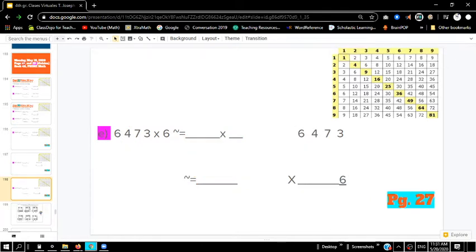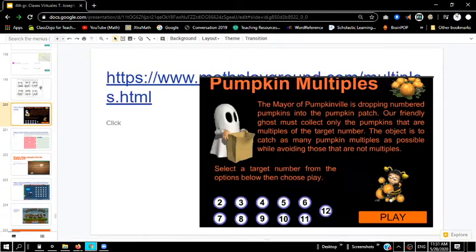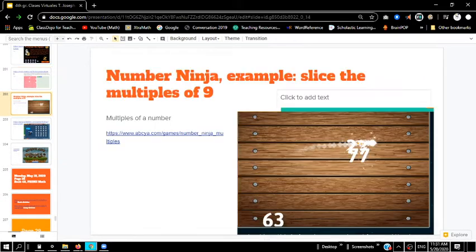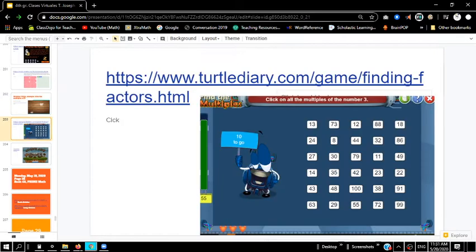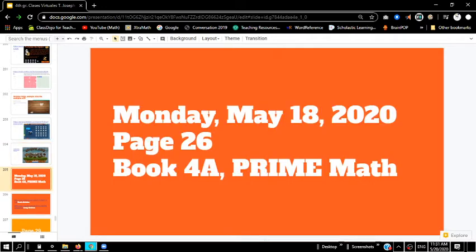Good job. If you'd like more practice, we will look at some games at the end. If you'd like to play any one of these games for the multiples or the factors, it will help you out with multiplication a whole lot. For example, Number Ninja is a great site. Turtle Diary is an awesome site. And mathframe.co.uk is another really good site.